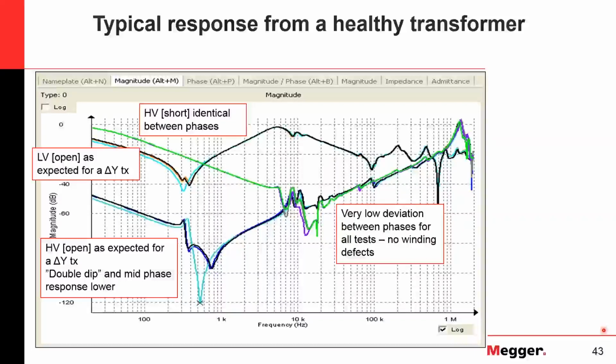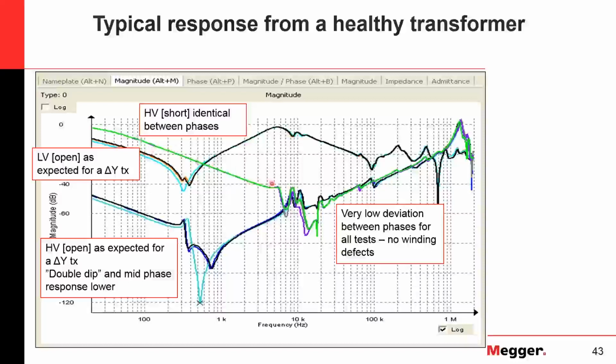And then as you look at the high voltage short, you'll see all three will be the same coming down through the low frequencies, because you're shorting out those core effects. But then as you get to the high frequencies, they're still overlapping each other, and they're actually going to start to align with the high voltage open response.